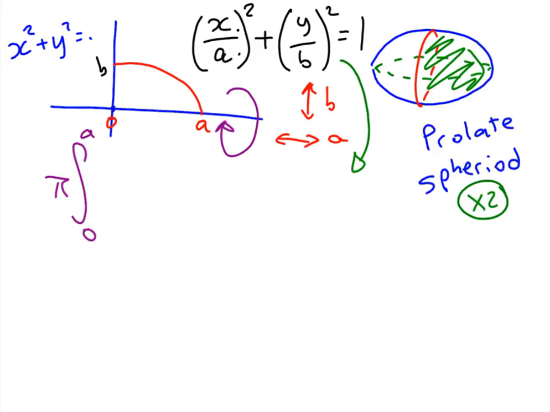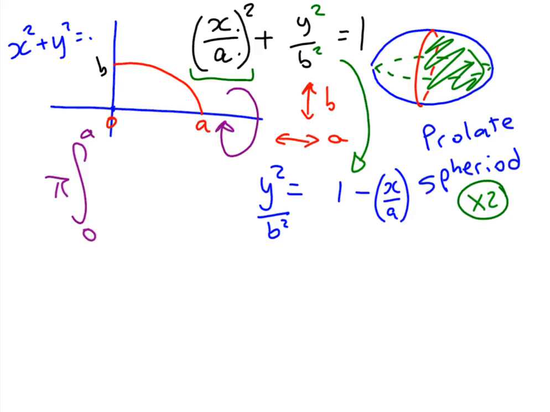Y over b all squared, that's y squared over b squared. We're going to take this away from both sides. So we get y squared over b squared, in two steps, I guess, equals 1 minus (x over a) all squared. Okay, and now we're going to times it by this b squared here. So times up both sides by b squared. This is what we're going to have to integrate.